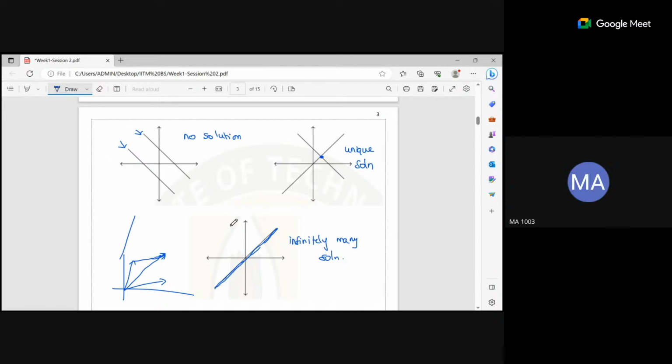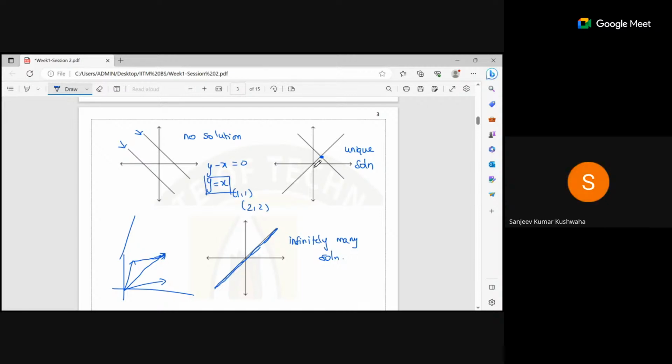For example, if I am taking y is equal to x, it represents the entire line itself. Whereas, if you are referring to a vector on this line, 1 comma 1 is a vector, 2 comma 2 is a vector. But this is an entire line. This is the equation y minus x is equal to 0. This is different from these vectors.